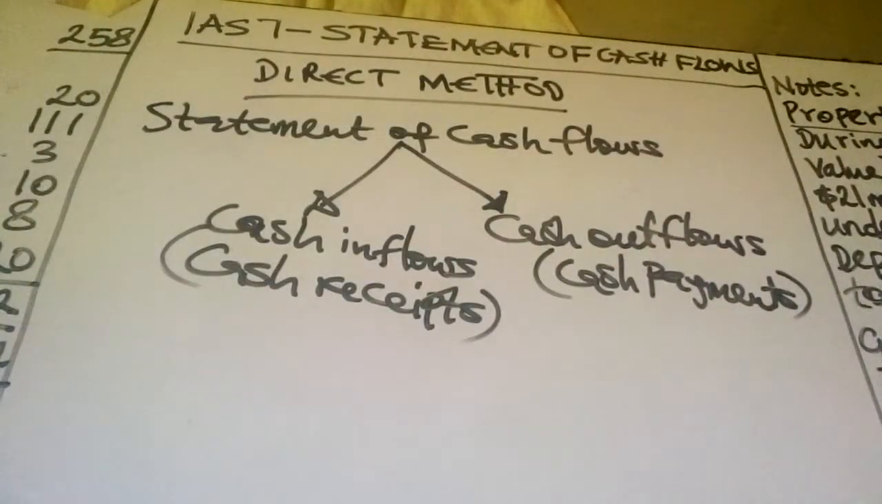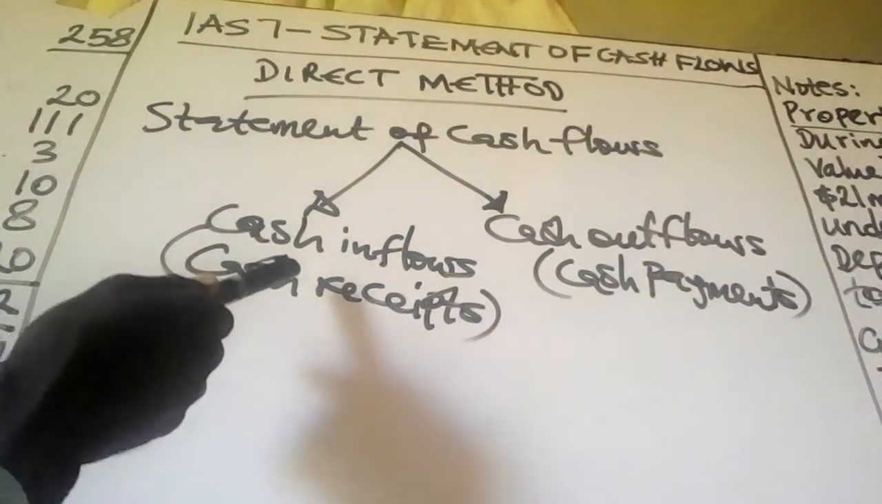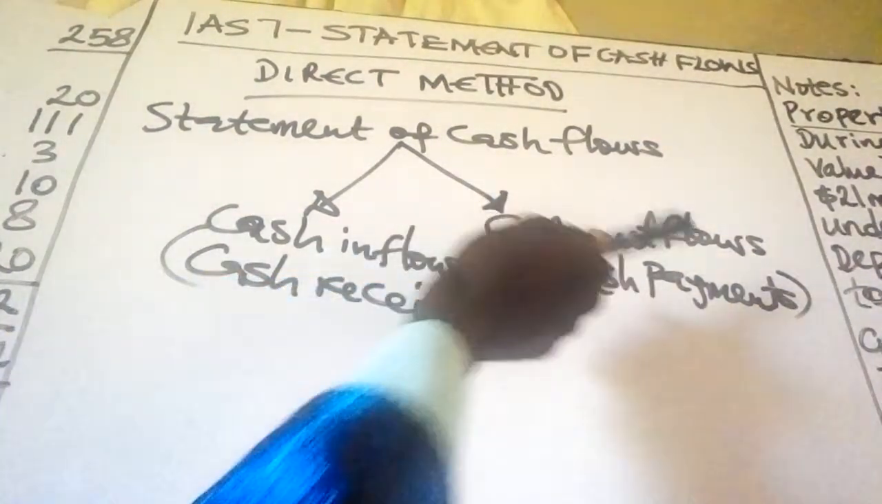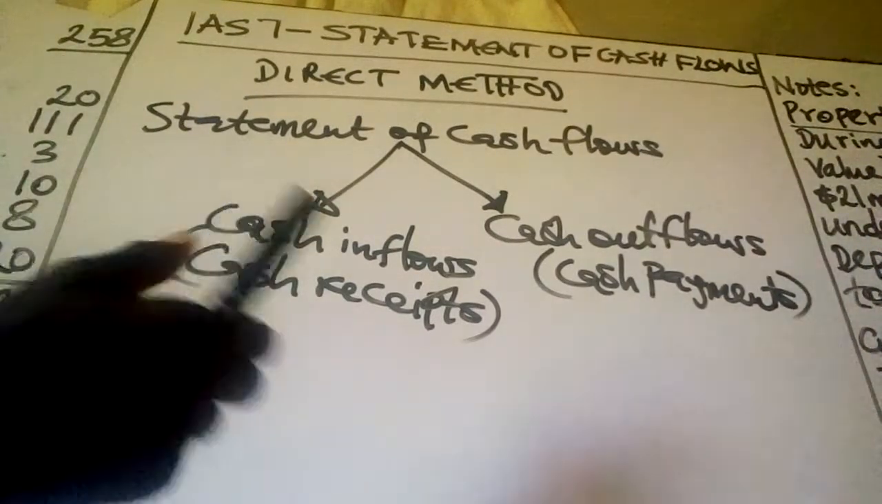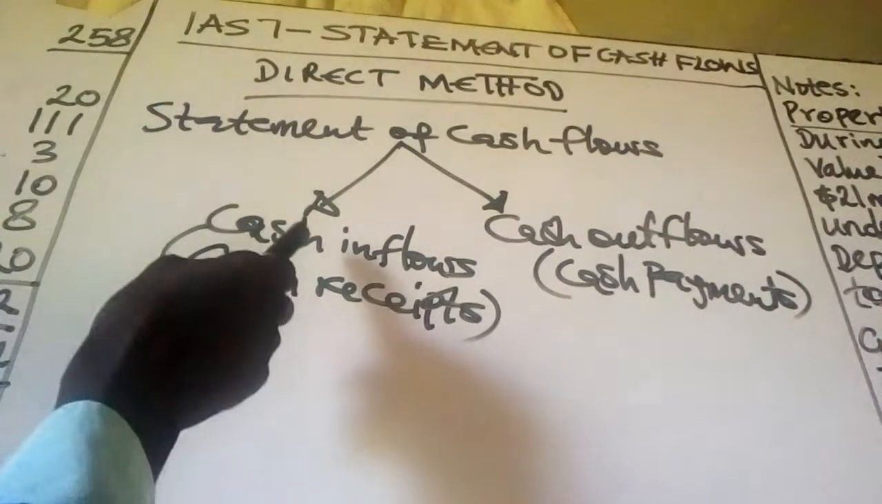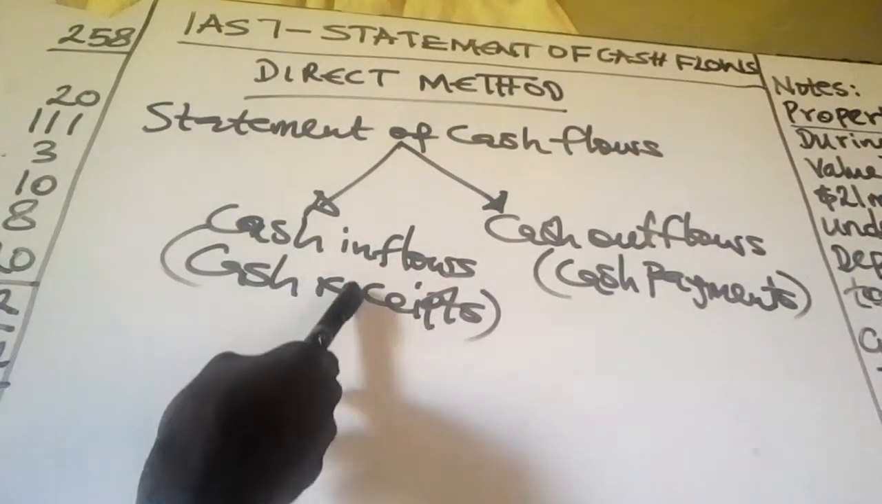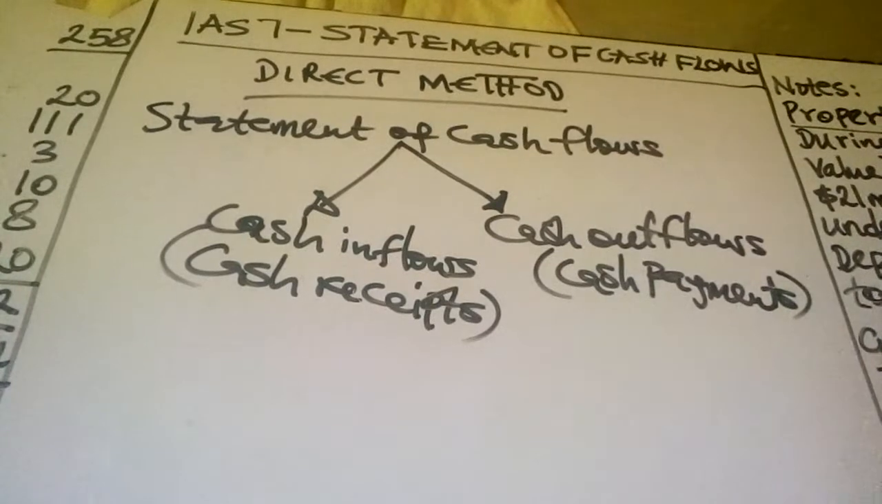I repeat, a statement of cash flows shows the cash receipts and cash payments of an entity over a given period of time. If it shows the cash receipts and cash payments, that means the statement of cash flows is prepared in line with the cash basis of accounts.